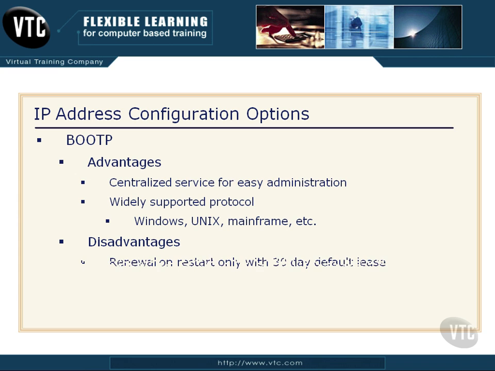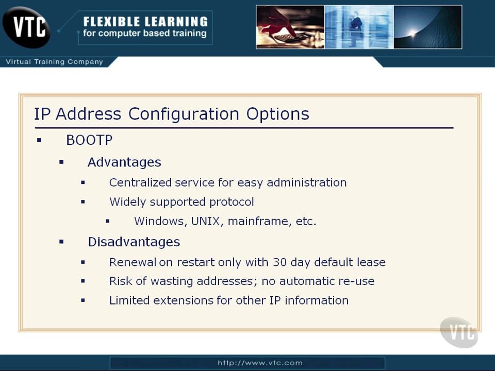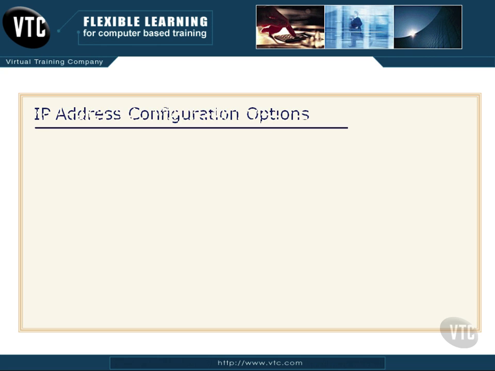But it does have its disadvantages. You only get an IP address renewal on restart with a 30-day default lease. And you also have a risk of wasting addresses because there's no automatic reuse. I have to manually go in and set up my address pool. And then once I lose something based on MAC address, I have an IP address out there that's tied to a MAC address, and when it never sees that MAC address, it never assigns that IP anymore. And there are limited extensions because, as you know, we're not just giving the machine an IP address, we're also letting the machine know about DNS server locations, WINS server locations, and BootP is limited in that respect.